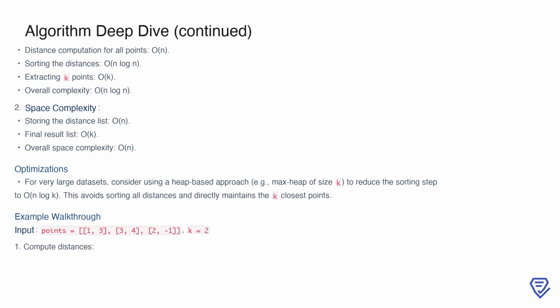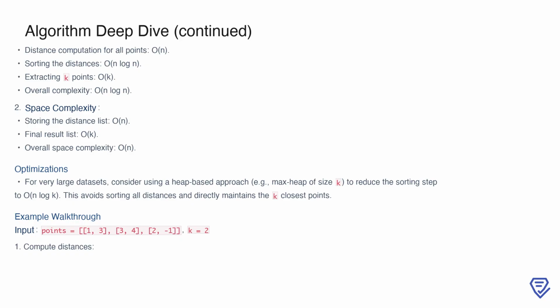For space complexity, we need O(n) to store the distance list, as each point is paired with its distance. The final result list requires O(k) space to store the k closest points. Therefore, the overall space complexity is O(n).